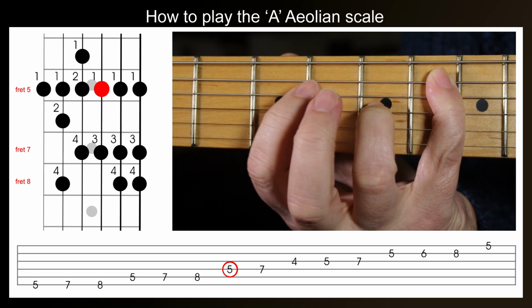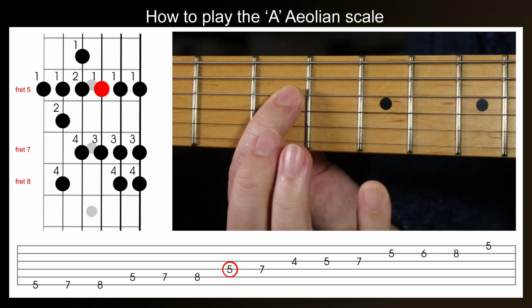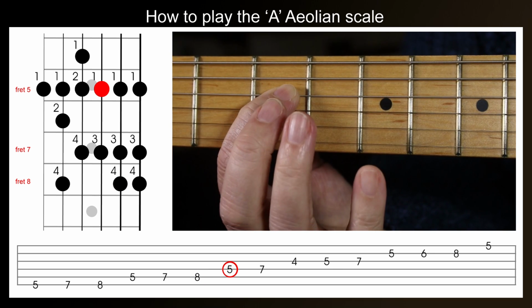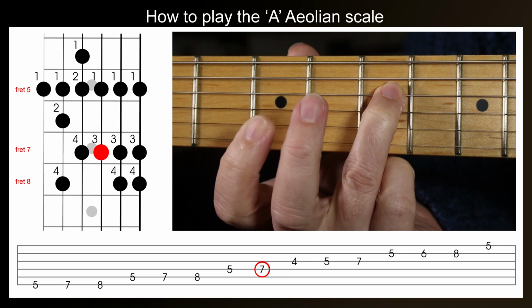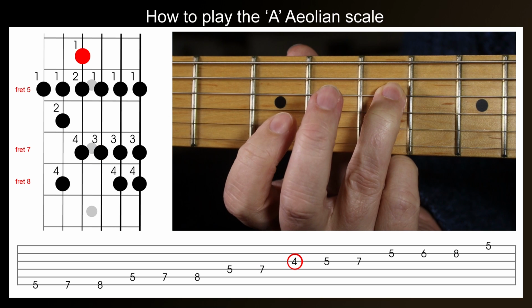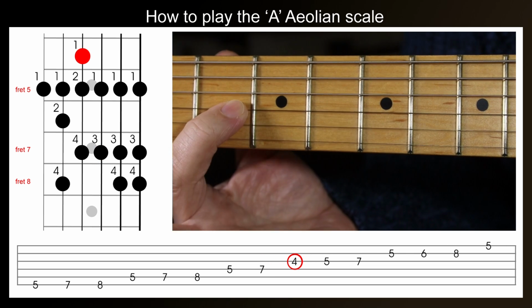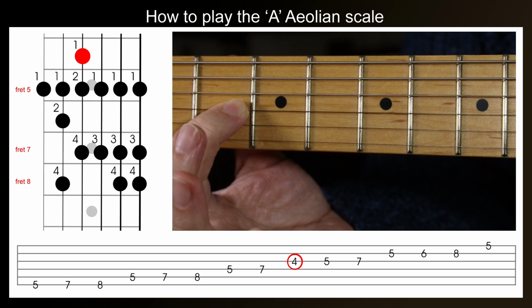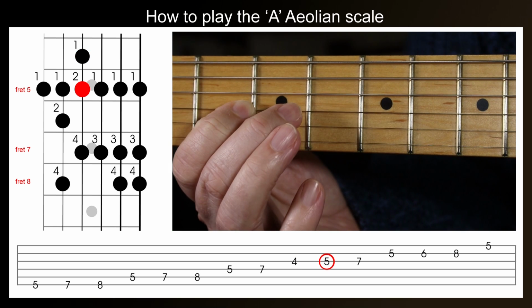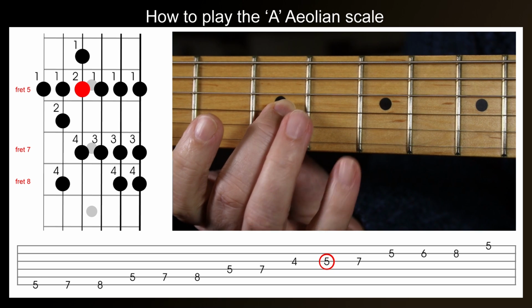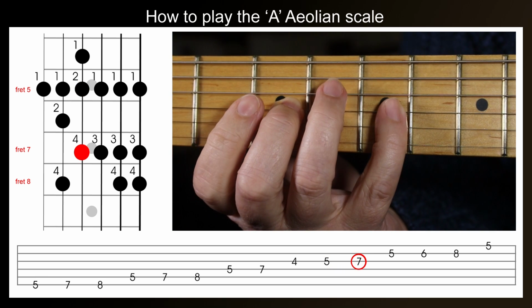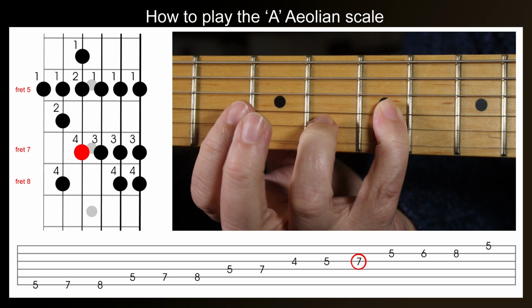Play the 5th fret of the D string with the first finger. Play the 7th fret of the D string with the third finger. Play the 4th fret of the G string with the first finger. Play the 5th fret of the G string with the second finger. Play the 7th fret of the G string with the fourth finger.